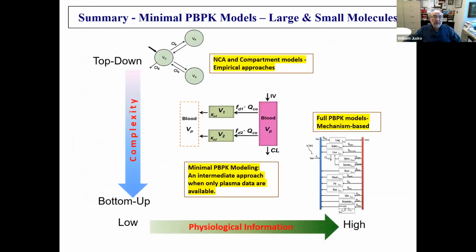So to summarize minimal models, they're a top-down approach. It allows one to characterize plasma data with an assumed tissue structure. The tissue structure resembles that of full PBPK models, but lumps organs and tissues into the major categories, the two parts of the body weight, V1 and V2. So a full PBPK mechanism-based model is a bottom-up approach, but sometimes not fully supported by rich data like I showed in the rats.